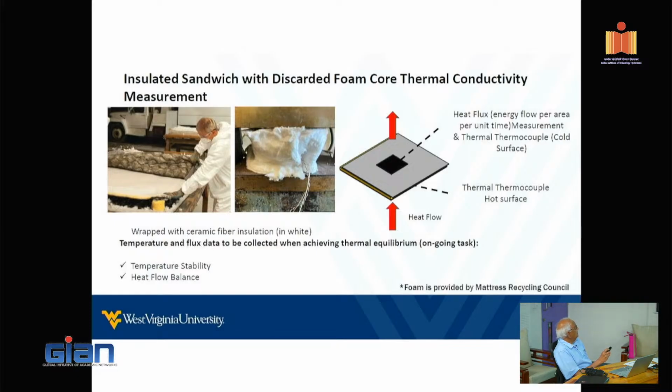This is the insulated sandwich with the discarded foam core. So where is the foam coming from? Discarded mattresses. We discard 14 million mattresses every year in the US. Where would we bury them? So that's what we are doing.